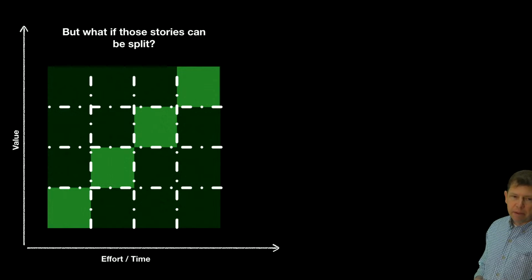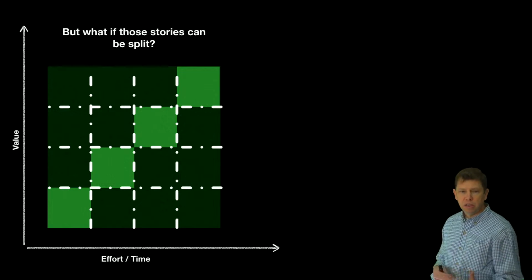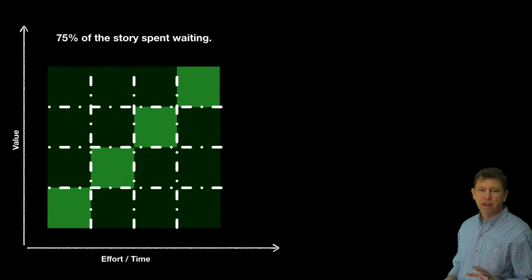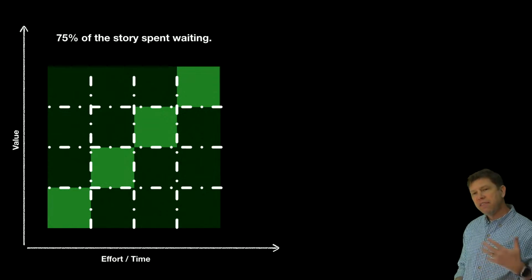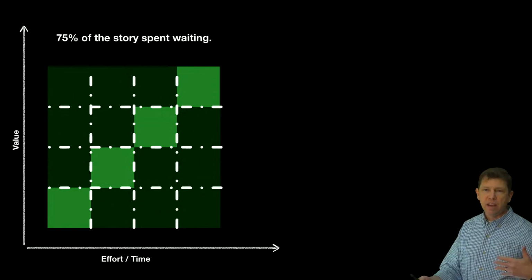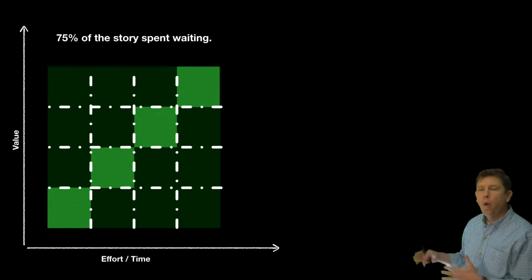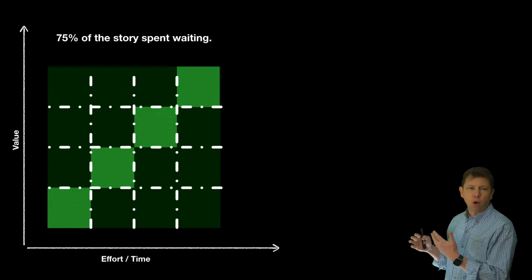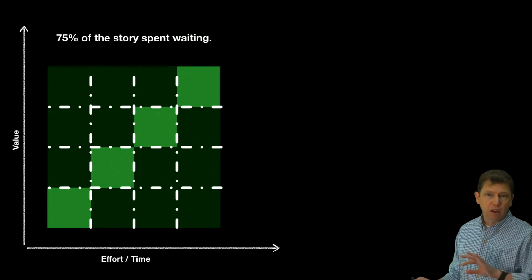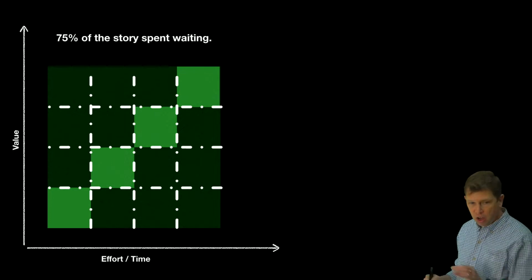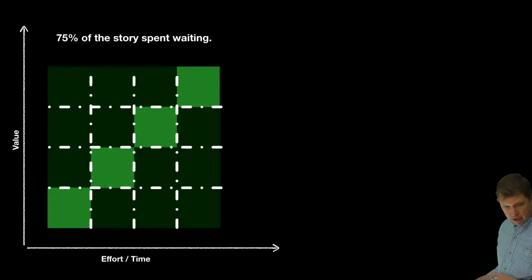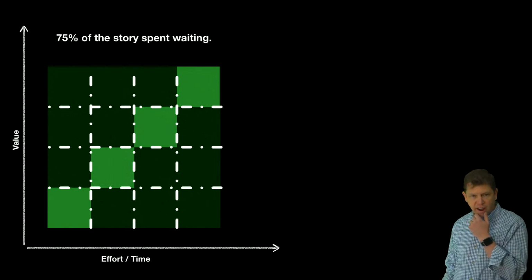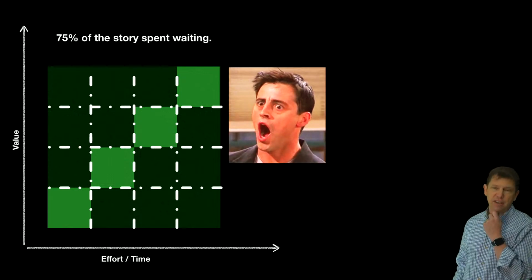But what if those stories can be split? If we take those stories and split them into smaller units, we may be able to get something like this. Now we're at the point that 75% of the story, in the old way of doing it, if we were delivering the entire story before, was spent waiting in one capacity or another. When we deliver them smaller like this, we're able to basically make that waiting in some ways go away, to where we're no longer waiting on that first story. We're going to deliver it right away, and then we get return on investment after that. Now, when I actually sat down and graphed this out, this was my reaction.